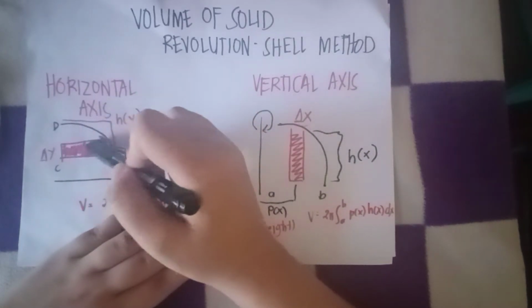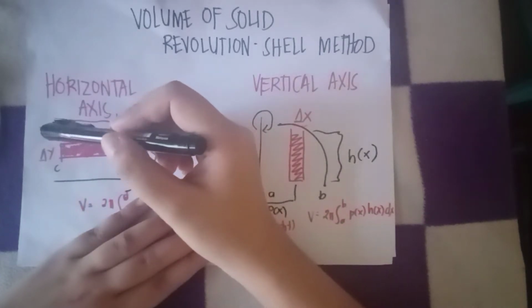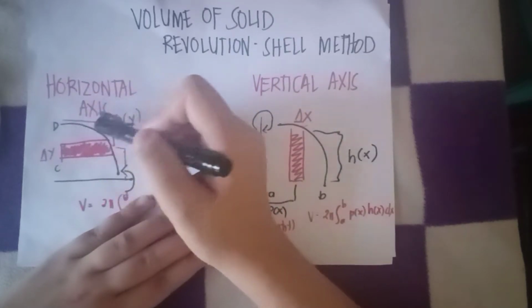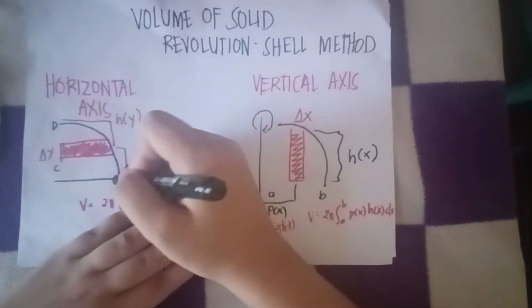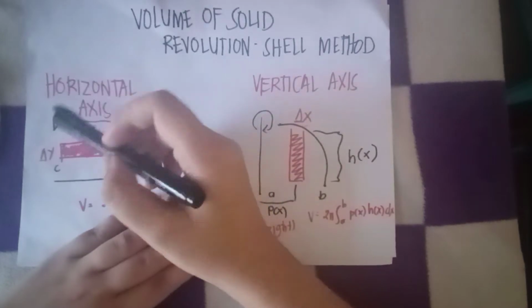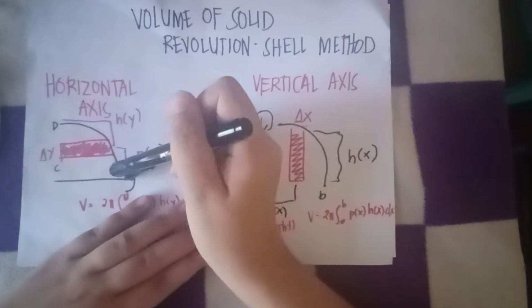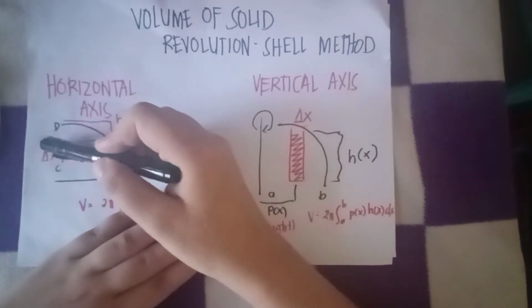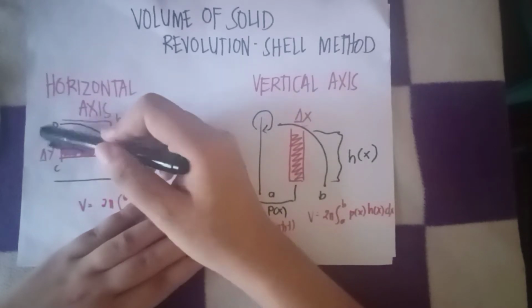Ito yung pinaka-cylindrical shell natin, naka-delta y siya. Ibig sabihin po, naka-in terms of y lahat ng ating given. So, meron tayong from here to here, h of y or the height of the cylindrical shell. And from here to here is your radius or your p of y. And then your limit of integration, kasi umiikot siya sa ating x-axis, dito natin hahanapin sa y-axis. So that will be c to d.